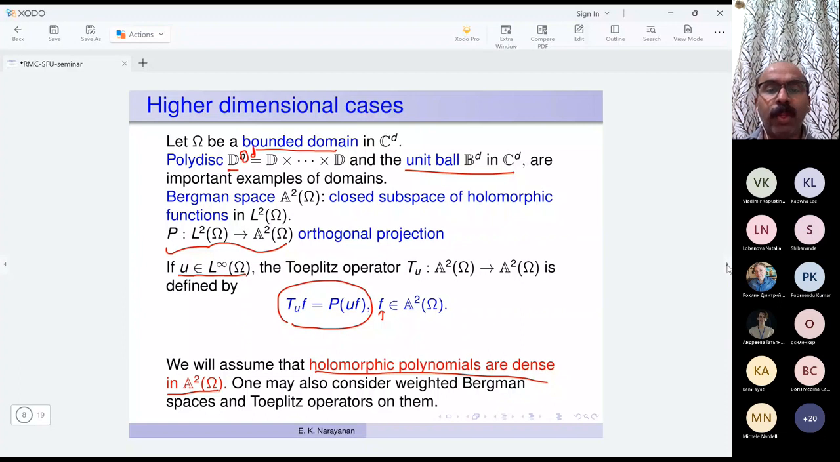So instead of looking at A2 of omega, you can also put some weight. Okay, so you look at omega and you look at some appropriate measure and so on, right?